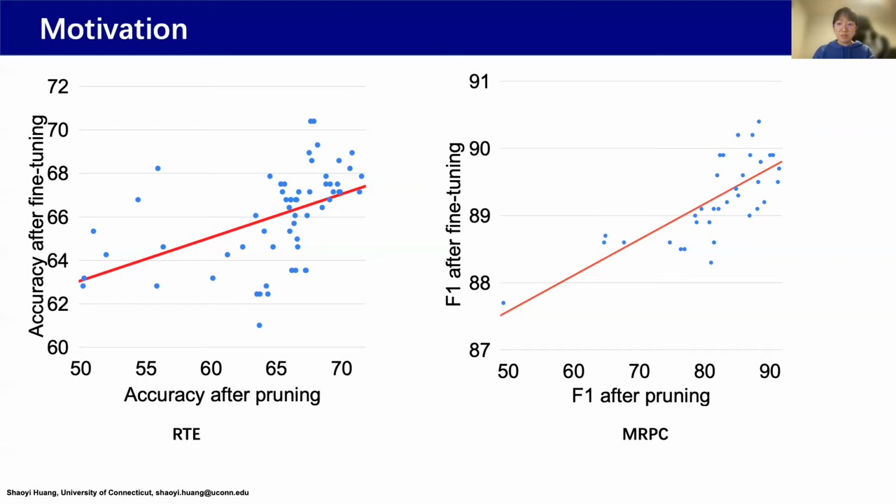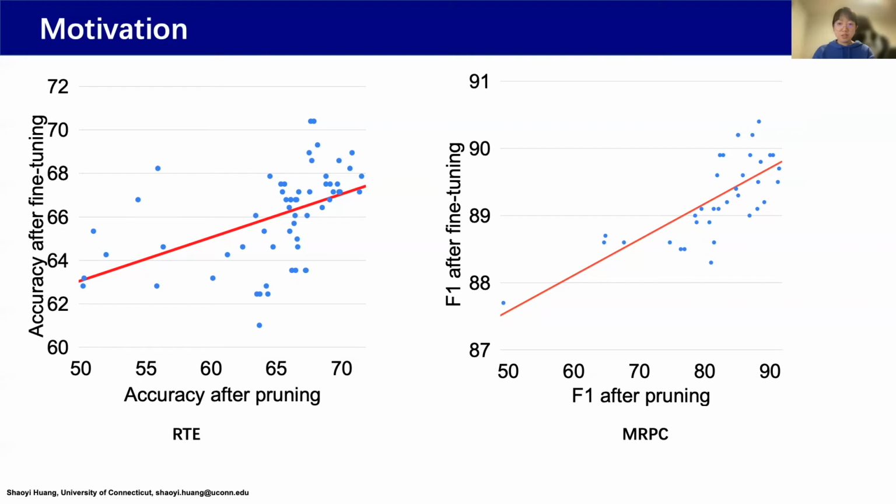The large amount of sampled subnetworks may take more than thousands of training or fine-tuning epochs during the sampling and the evaluation phase. What's more, we empirically find that there is a positive relation between the performance after fine-tuning and after pruning among different tasks on the GLUE benchmark.